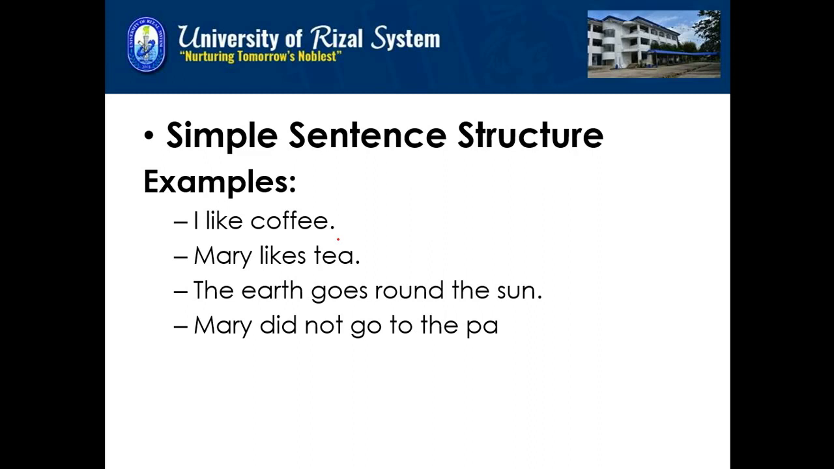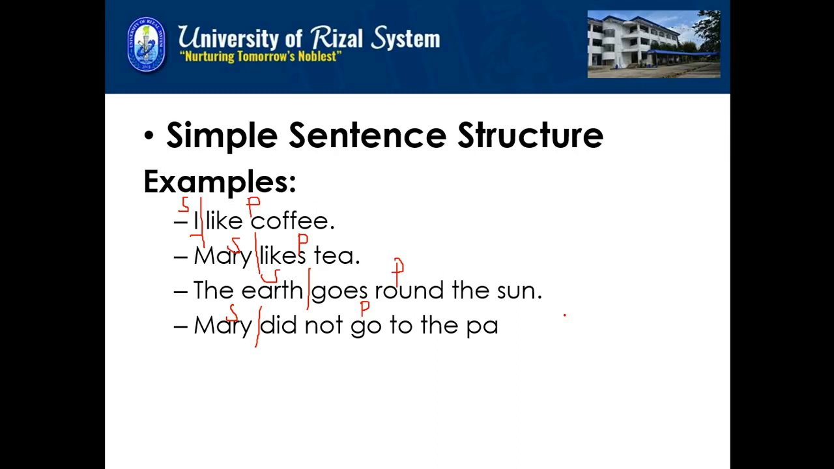Okay? Let's say compound predicate. Johnny is both smart and handsome. Smart and handsome. So, compound predicate siya, joined by the coordinator and. Titingnan nyo lagi yung subject-predicate structure. Halimbawa, sa sample sentence. So, we have here I, which is the subject, and like coffee is our predicate. Mary, which is the subject, likes tea, the predicate. The earth, which is the subject, goes round the sun, is the predicate. Mary, which is the subject, did not go to the park. So that is predicate. So simple as that. So tingnan niyo lang yung ganyan structure.